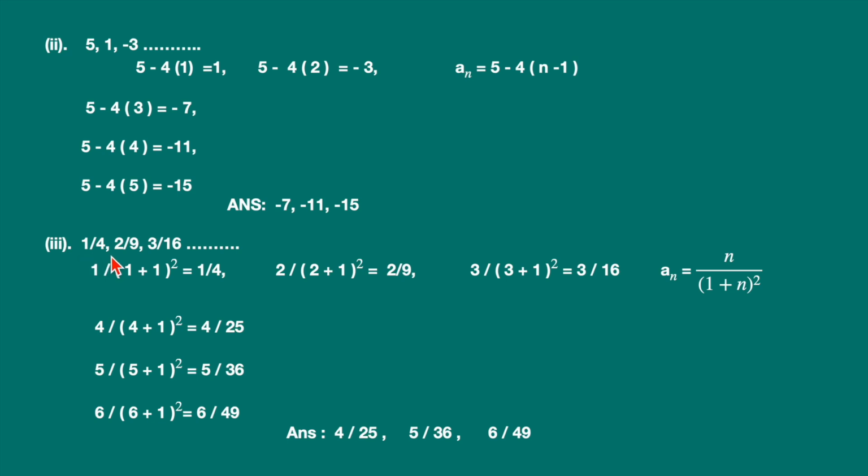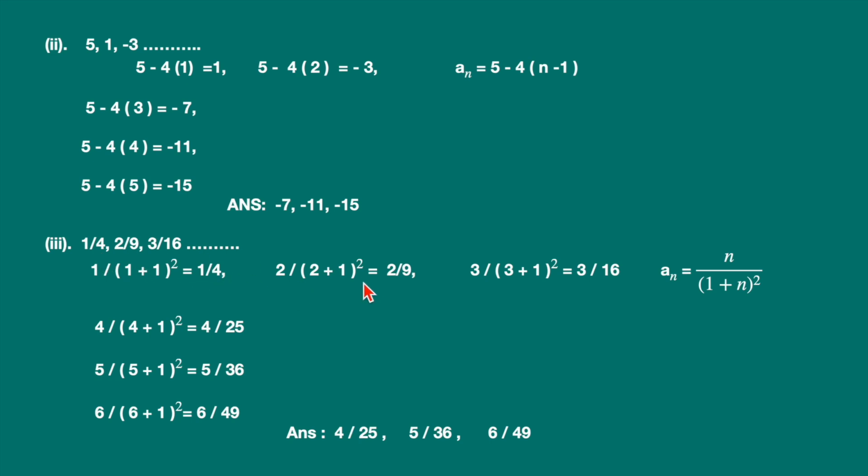1 upon 4, 2 upon 9, 3 upon 16, and so on. This is the sequence. Let us find the pattern. Okay, 1 upon 4. So let's write 1 upon, this I'm going to write as 1 plus 1 the whole square. What is 1 plus 1? 2. 2 the whole square. Okay, so this will give us the first term.